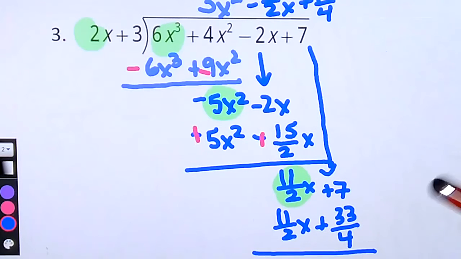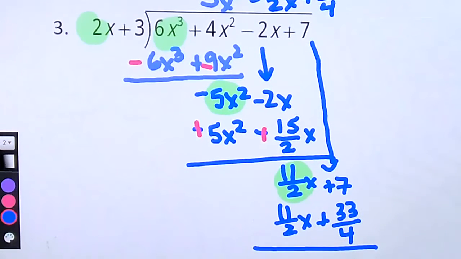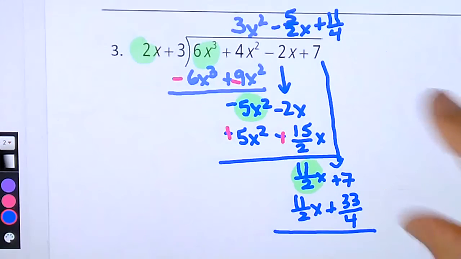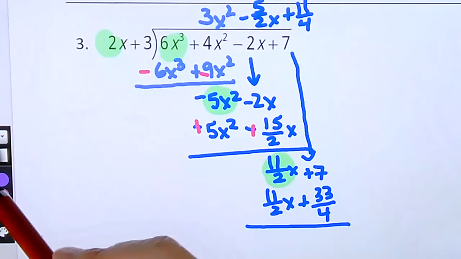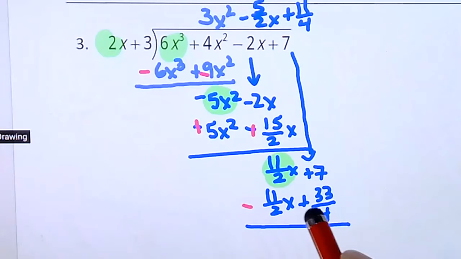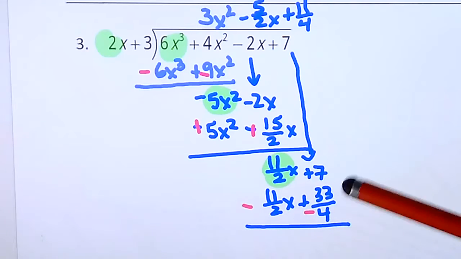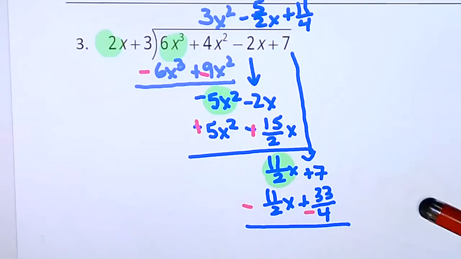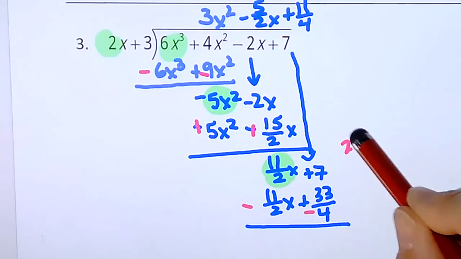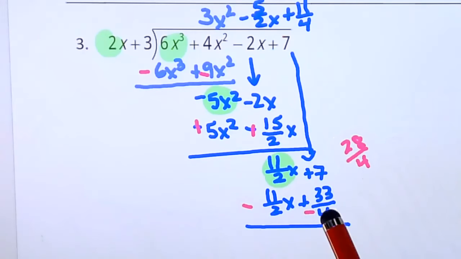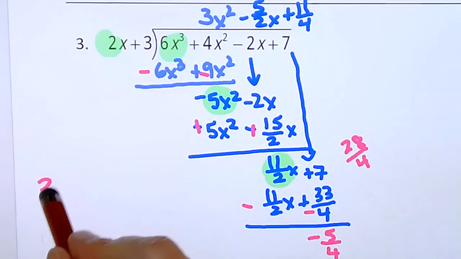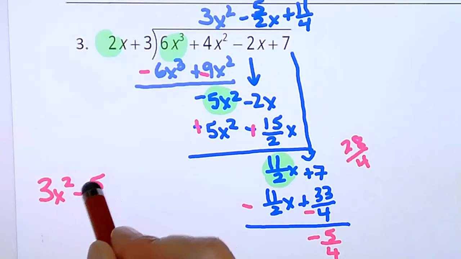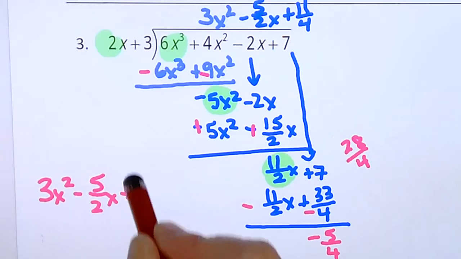And 11 fourths times 3 is going to be a 33 fourths. Now, when I do this math, this is going to be a 28 fourths. That's what a 7 is. And so when I subtract, this is a negative, this is a negative, these are going to cancel out. I'm going to have a 7, or again, you can think of that as a 28 fourths minus a 33 fourths, which is a negative 5 fourths, and that's my remainder. Again, you can do it on your calculator if you need to. So my final answer is going to be 3x squared minus 5 halves x plus 11 fourths.